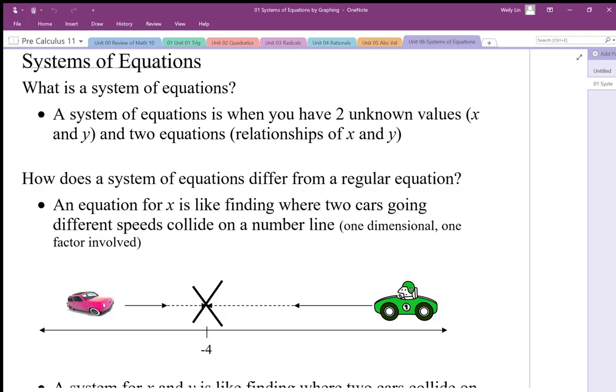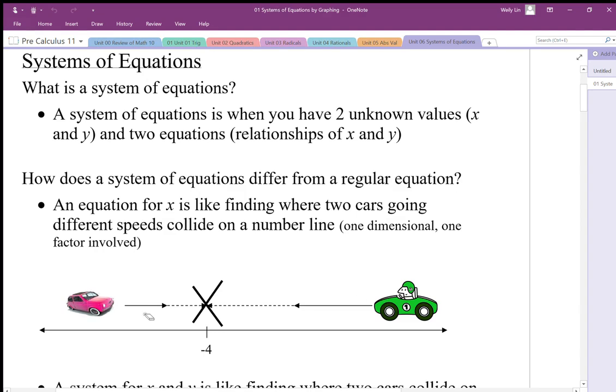We can have a three-variable system. To solve a three-variable system, though, we would need three relationships. So we're going to focus on two variables, two equations, and just make sure we understand how the system of equations differs from a linear equation. An equation for x is like finding where two cars going different speeds collide on the number line, in one dimension.